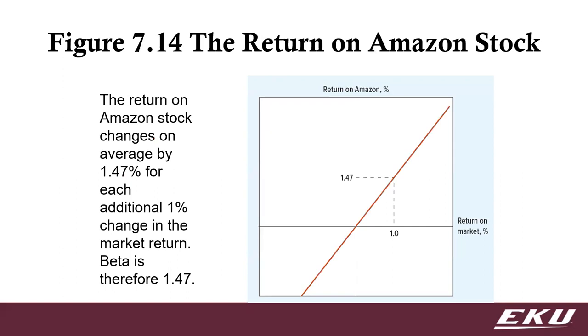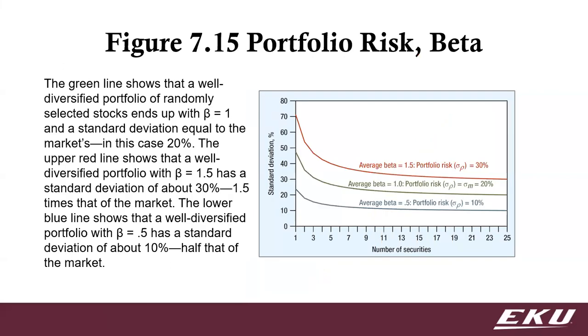So this is an example looking at Amazon. If the return changes at 1.47% for every 1% change in the market, the beta would be 1.47. It's the slope of this line. And this is what we're going to use most of the time when we're talking about these types of risk: we're going to talk about it in terms of beta. And this is just to show you this relationship with beta and the portfolio risk.